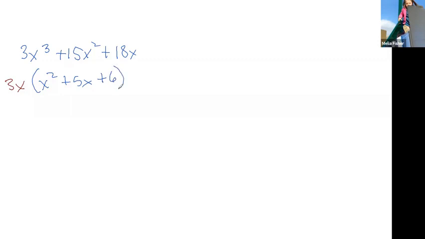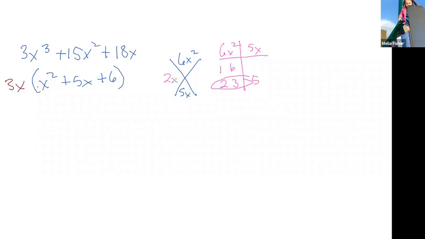So now we need to check to see if that next piece is factorable. So we're looking for the factors of 6x squared to add to 5x. I prefer writing it this way so that I can look at my factors of 6 and see which pair is going to add up to 5. And then I know that this will be split into 2x and 3x.